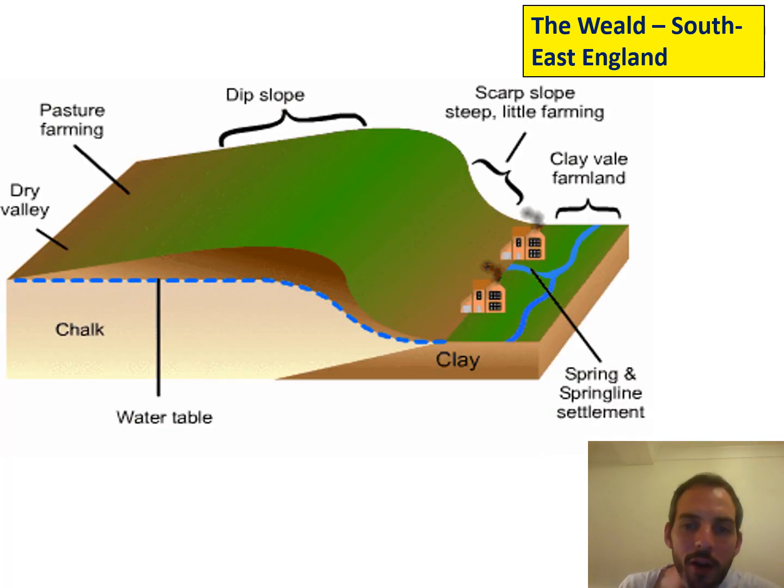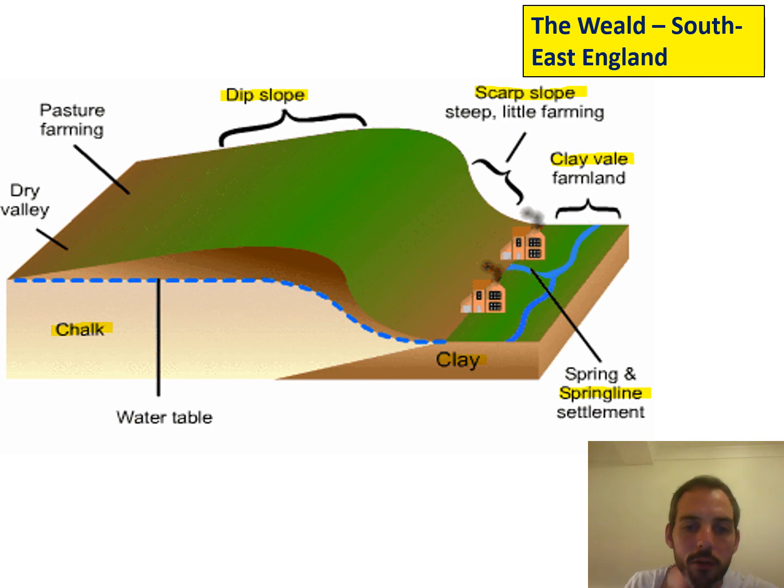This is an interesting diagram that shows the photo we've just been looking at. This, however, is probably a bit more complicated than we need. The important thing to recognize is that here's the chalk, here's the clay, and this area here is called the clay Vale, which sounds a bit like valley. Okay, and it's this bit here. You've then got this, the scarp slope, that's the steep slope, and then you've got this bit here called the dip slope. And then the last thing I want to point out is a spring line settlement.